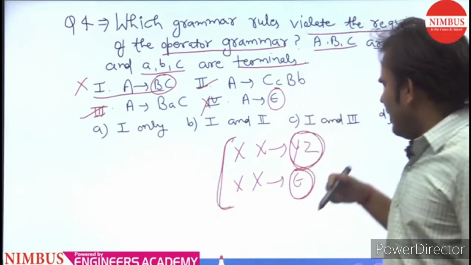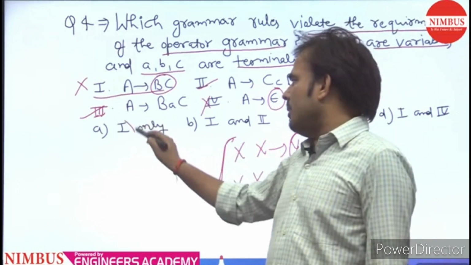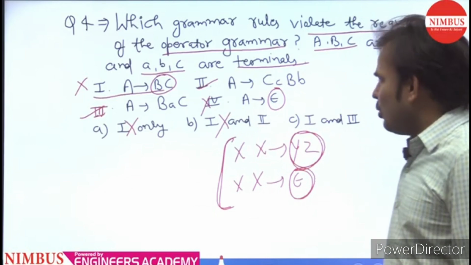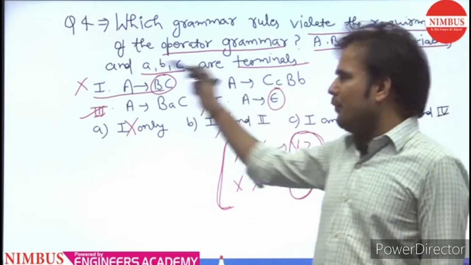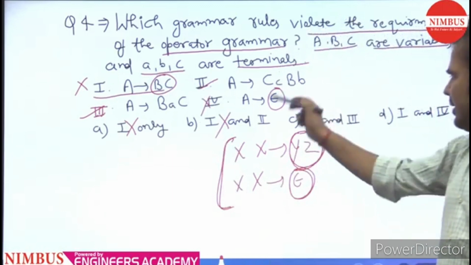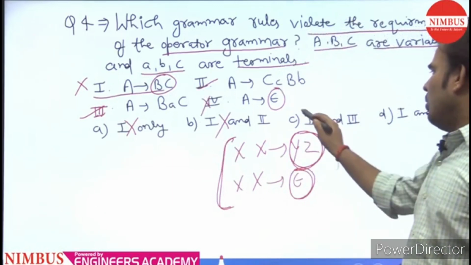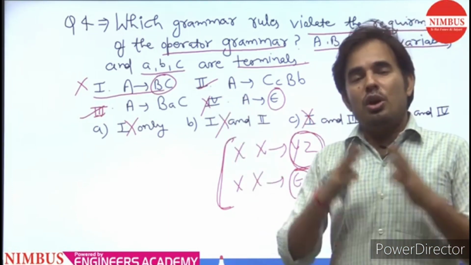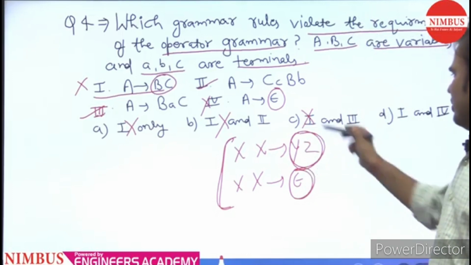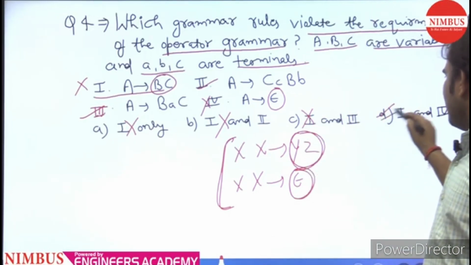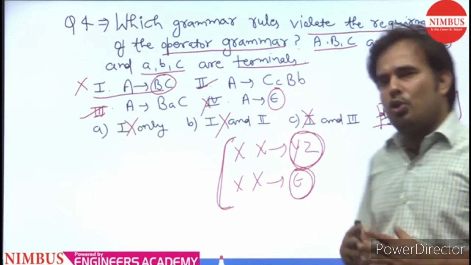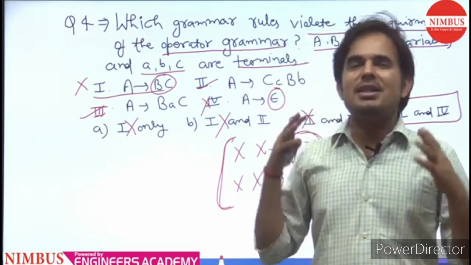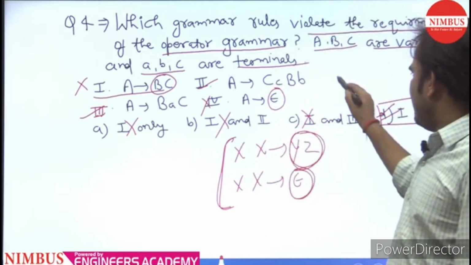So let's check the options. First only, meaning only the first violates? No. First and second? No, the second is not violating the rule of the operator precedence grammar, only the first is violating the rule, so it's a wrong option. First and third? No, the first is violating the rule, but the third is not, so this is not the correct option. Which option is correct here? D, first and fourth. Yes, both productions are violating the rule of the operator precedence grammar. So option D is correct.